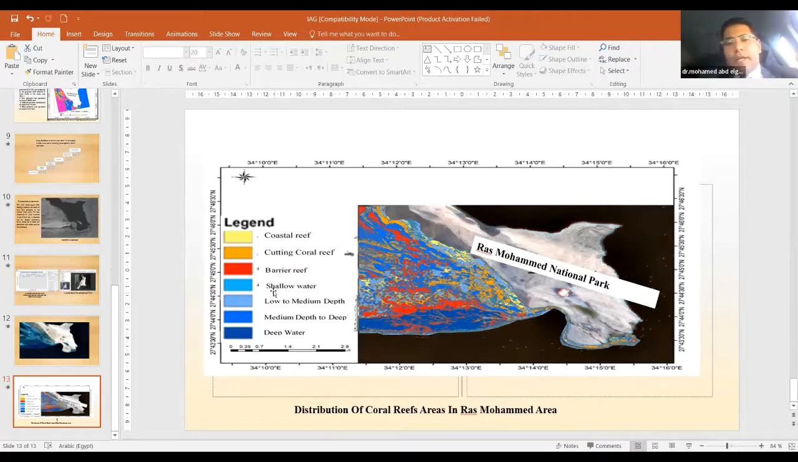Can you use high resolution satellite images and radar images?